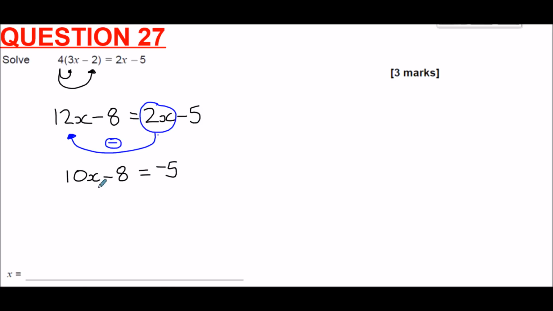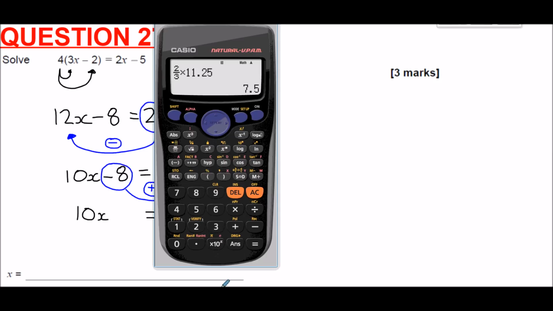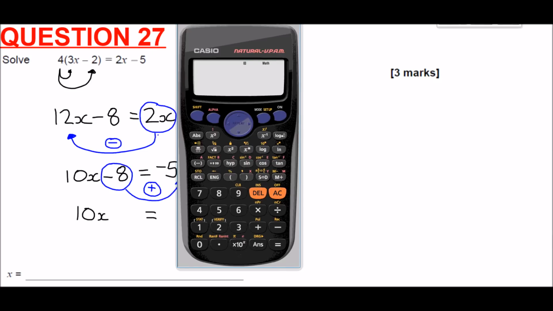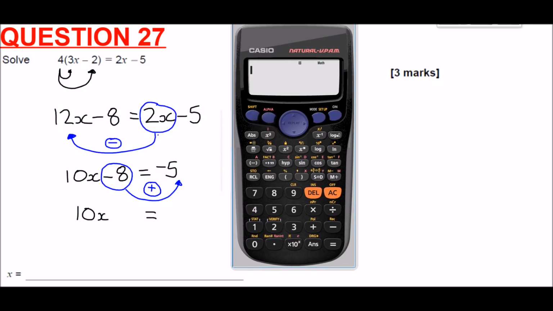So now all the x's are together, we want all the numbers to be together on the other side. So this minus 8 can join that minus 5. But yet again, if we swap side, we swap sign. Opposite of minus is a plus. And so 10x is going to be minus 5 plus 8. Now because it's a calculator paper, don't panic and don't try and do anything you're not comfortable with without it. So negative numbers, let your calculator take the strain. So minus 5 plus 8 gives us 3.